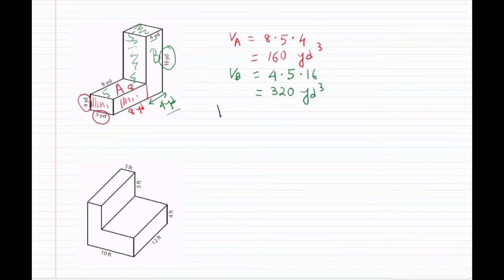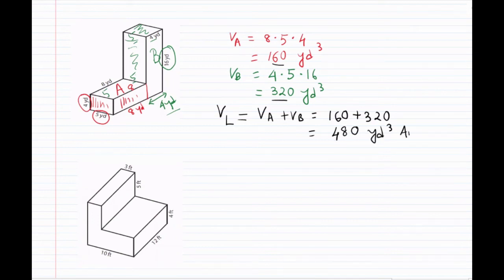Now it's time to calculate the total volume of this entire L-shaped geometric figure. Just like before, we will use the same formula, and it is going to be 160 for VA plus 320 for VB, giving me a value 480 yards cube. So this is my final answer, and that is the volume of this geometric figure.